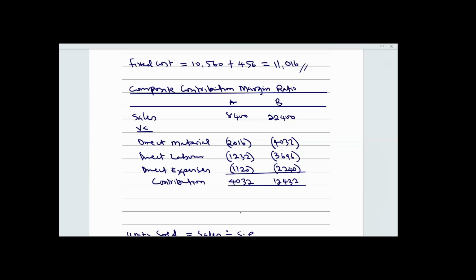If that proportion is not there, all you could have calculated is just the contribution margin ratio. But because the examiner has told you that 80% of the total sales revenue is for product B, you cannot calculate only the contribution margin ratio. It has to be the composite contribution margin ratio.